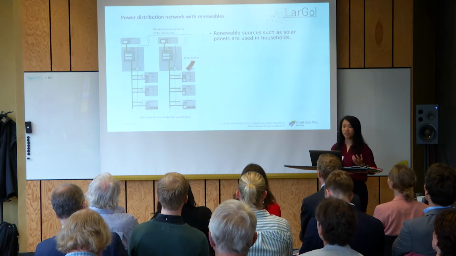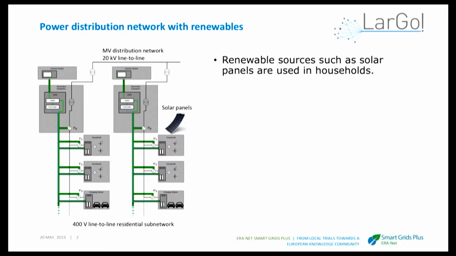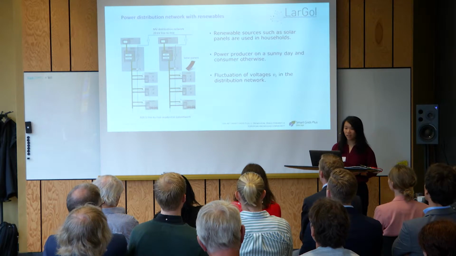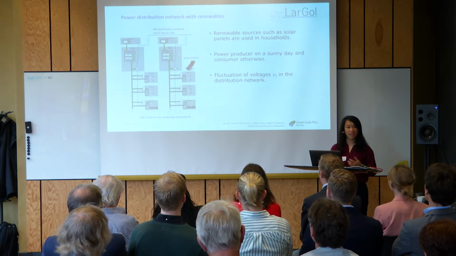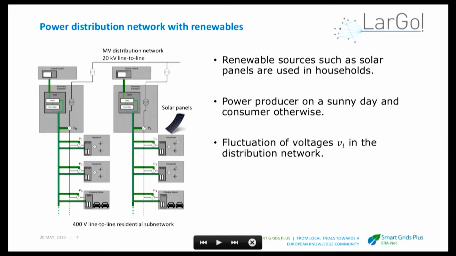So renewable resources such as solar panels and wind have been used in households, and the fact that they're in these households changes the traditional structure that we have in the power grids. For instance, on a sunny day, that particular household will be a power producer, and otherwise, on a day like this, it would probably be a consumer. So this causes fluctuation in the voltages in this power grid. And what we want to ensure is that the voltage level that we provide to each of these customers remains within a safety margin at all times.